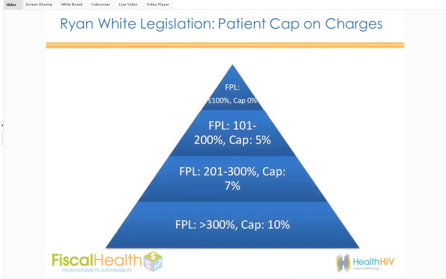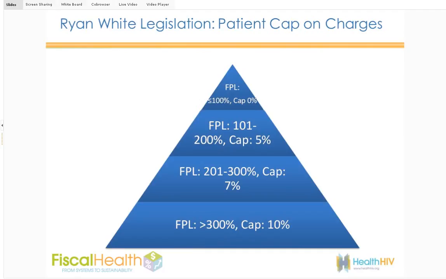So the cap on charges is something that is defined in the legislation. And so if a patient receives care in Iowa and then goes to Florida, if they have the same income, their cap on charges should be the exact same. So if a patient's, of course, under the federal poverty level, they have no responsibility and no cap on charges.